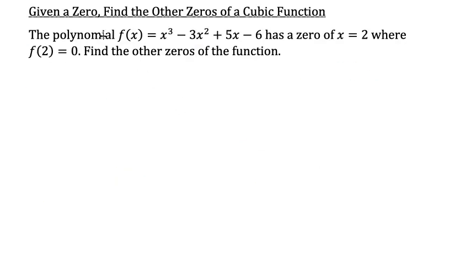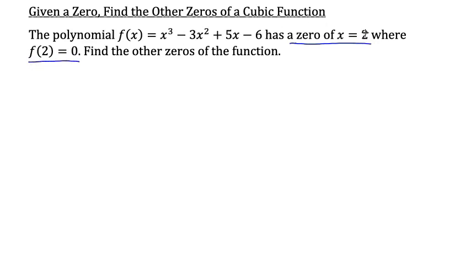All right, same sort of thing here. I'm just using some different wording for this question. We have the polynomial f of x equals x cubed minus 3x squared plus 5x minus 6, which has a zero of x equals 2, where f of 2 equals 0. Find the other zeros of this function. First of all, let me point out that this expression, a zero of x equals 2, means pretty much the exact same thing as this.